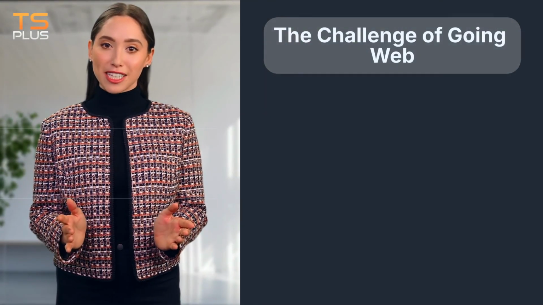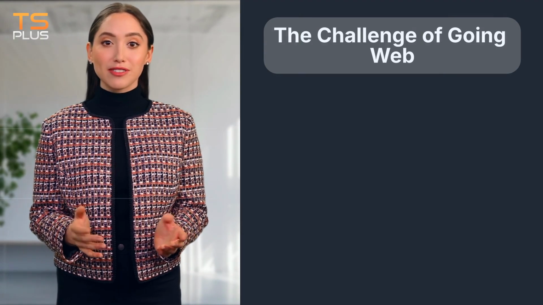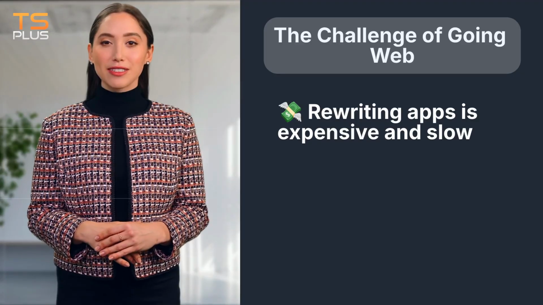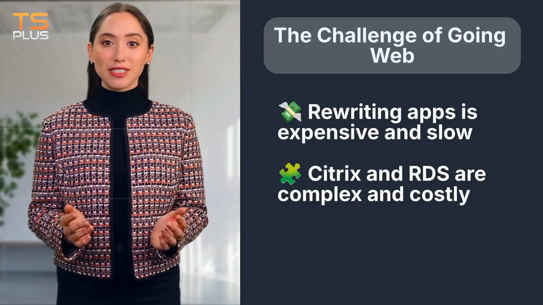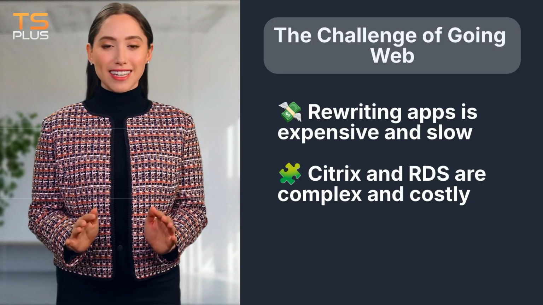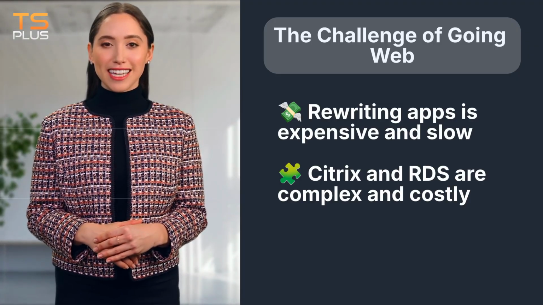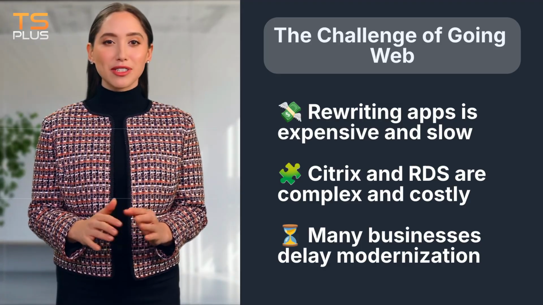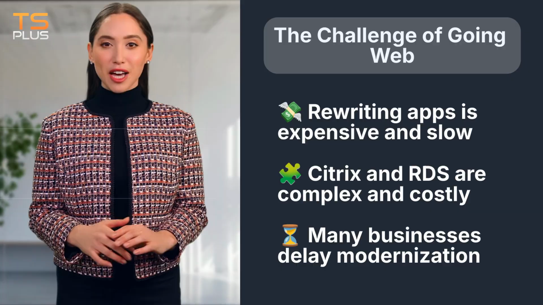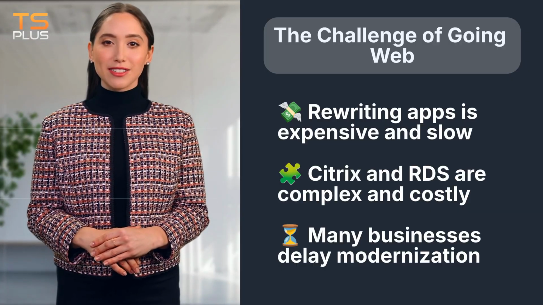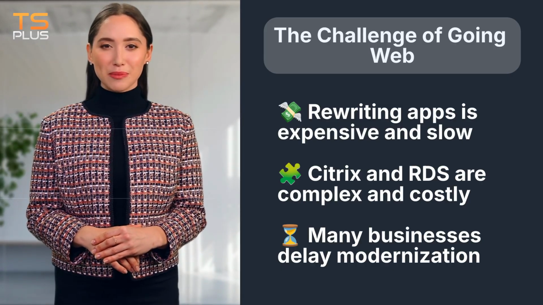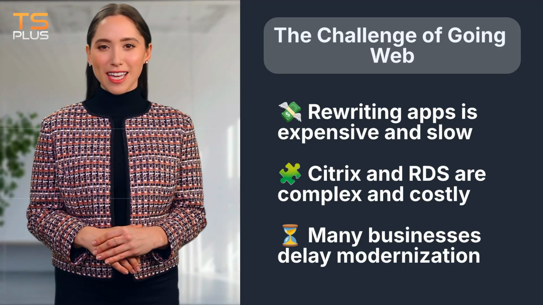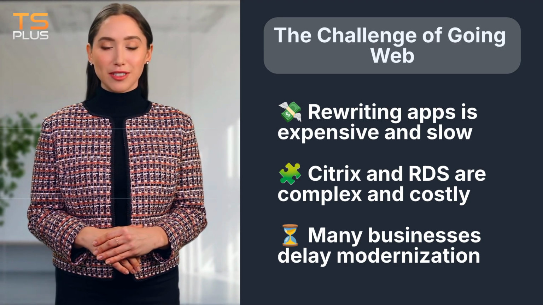Turning a desktop Windows application into a web app is a major challenge. Rewriting the application from scratch is time-consuming, expensive, and demands a dedicated development team. Enterprise tools like Citrix or Microsoft RDS can provide web access, but they're often overly complex, costly, and difficult to maintain. That's why many small and mid-sized businesses delay modernization, even when secure remote access is urgently needed. They're stuck between doing nothing or doing too much. TSplus offers a better way. A smarter, more efficient path to web-enable your application without the usual roadblocks.